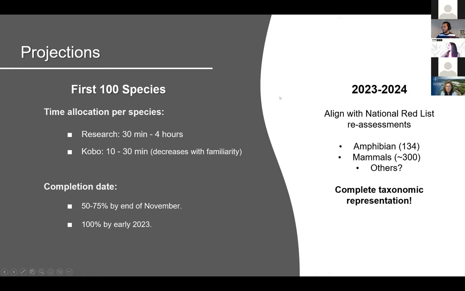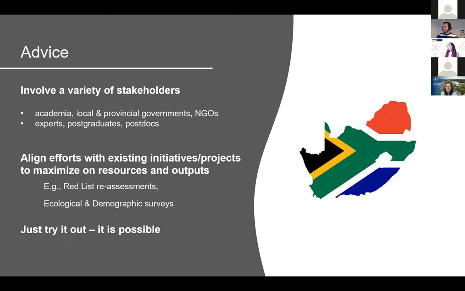Our projections for the next 2 years are to align our assessments with IUCN Red List reassessments. Already we have amphibians and mammals lined up, and that's really great. We'll have to see how these indicators perform for complete taxonomic representation. My little bits of advice are to involve a variety of stakeholders: academia, local and provincial governments, NGOs. All these industries and organizations have fountains of information, so just use them, experts, students, everyone that's there, traditional knowledge holders, and align efforts with existing initiatives to maximize resources and outputs.